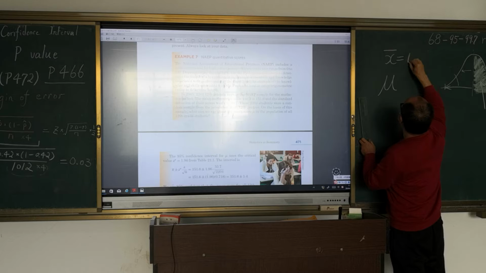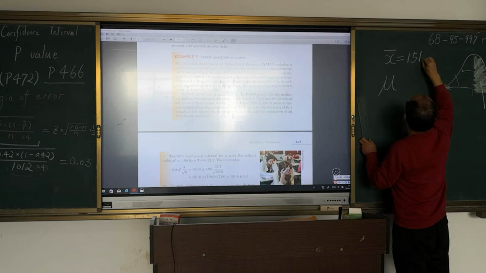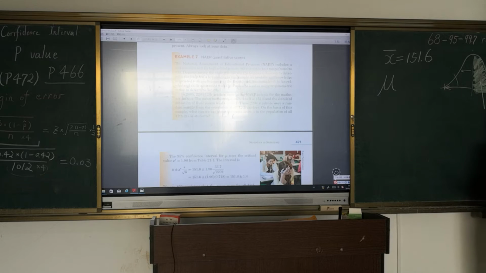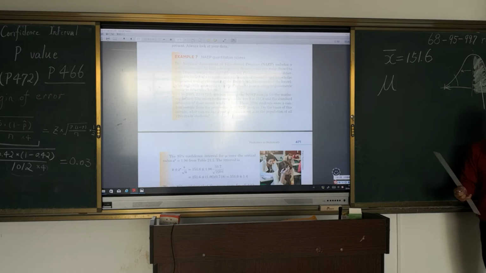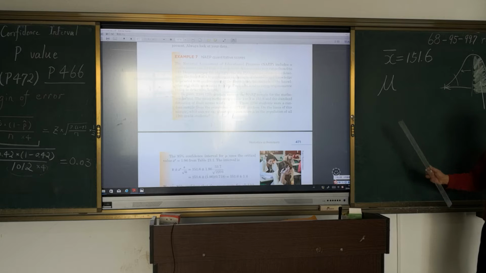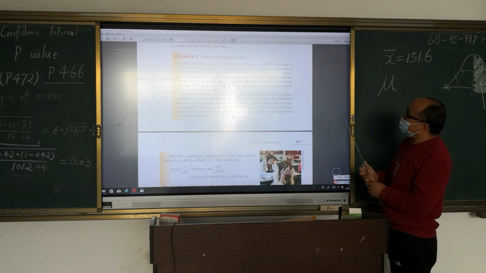These are 2,000 students. They get this. We want to know the national average. We want to know the range. We cannot get the exact number, but from here, we can get this range. Have a feeling of how U.S. students are doing.